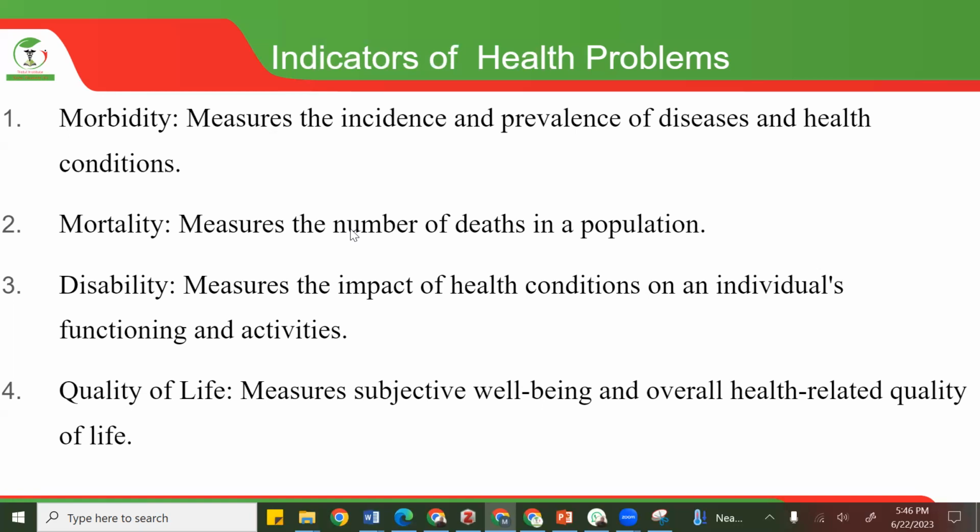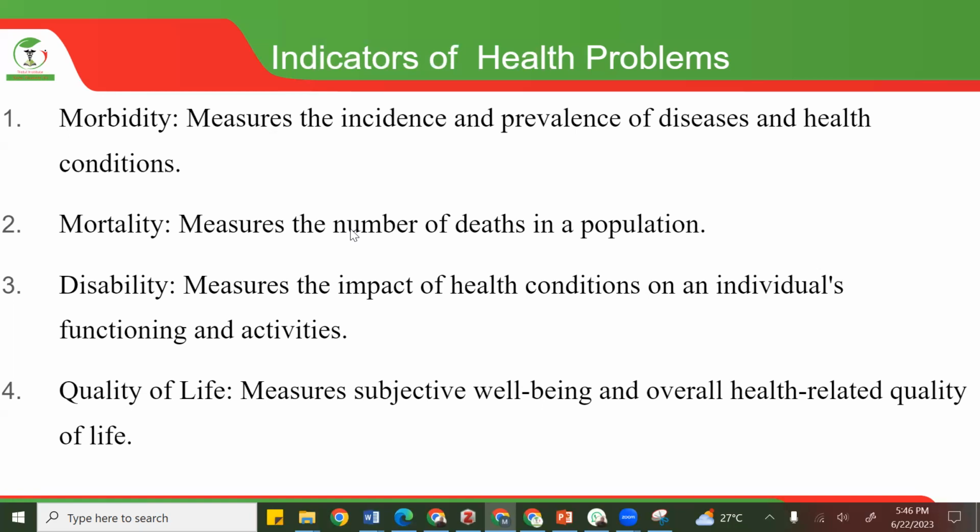So we look at what we call morbidity and mortality. Morbidity is prevalence and incidence. Incidence is the number of new cases of a particular disease in a particular population at a given time. And prevalence is the number of people who have a particular disease in a particular population at a particular time. And then mortality is the number of deaths in a given population.